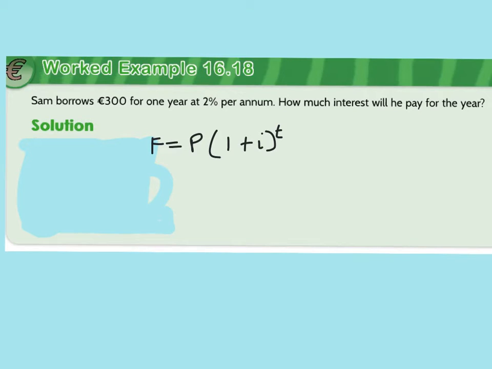Sam borrows €300 for 1 year at 2% per annum. How much interest will he pay for the year? Now remember, we are going to find out here the final amount, and the final amount equals principal plus interest. And if we only want to find the interest, we're going to have to take the final minus the principal. So always be careful as to what the question actually asks for.